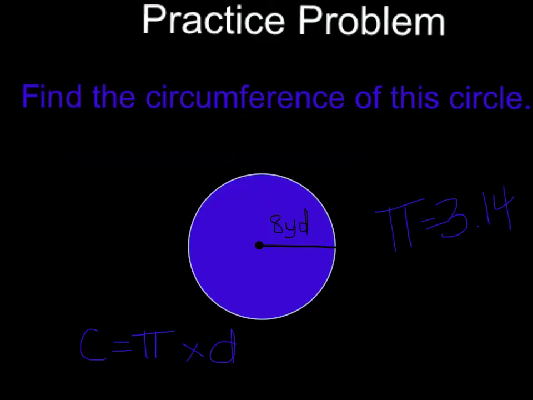Here is your practice problem of the day. Find the circumference of this circle. The radius equals 8 yards, and the formula for finding the circumference of a circle is C equals pi times d. Don't forget that pi equals 3.14.